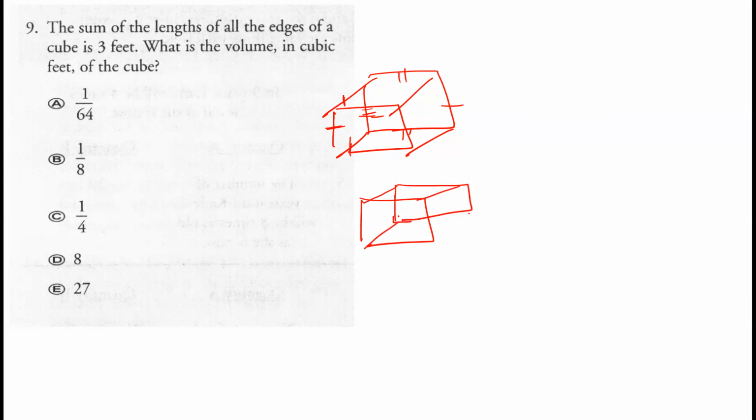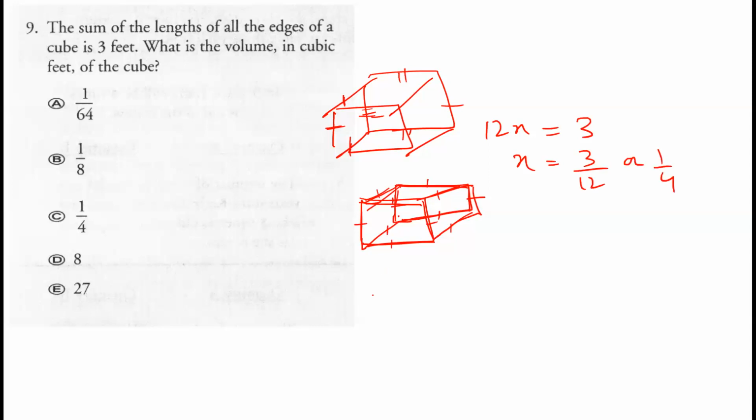Now it would be easier. So 1 side, 2 side, 3 side, 4 side, 5, 6, 7, 8, 9, 10, 11, and 12. So in a cube, we have 12 sides. So 12x, each side is x, should be equal to 3 because the sum of all edges equals 3. So x equals 3 by 12 or 1 by 4.